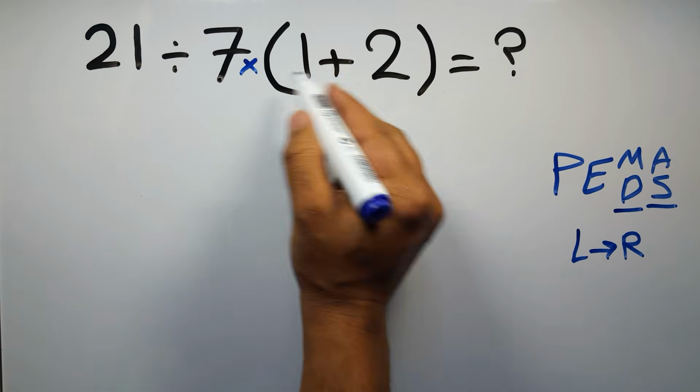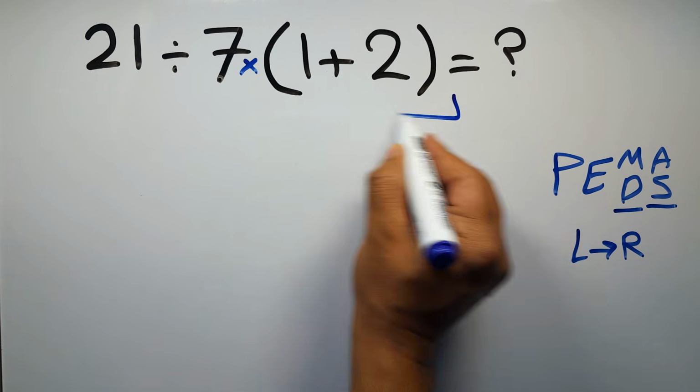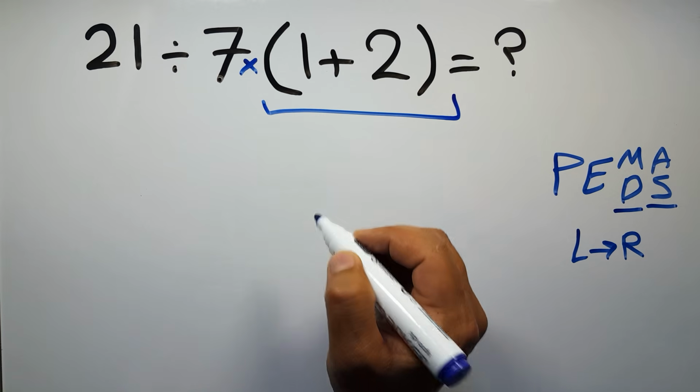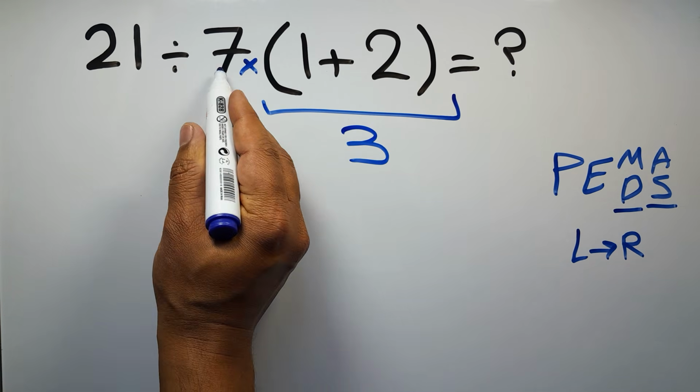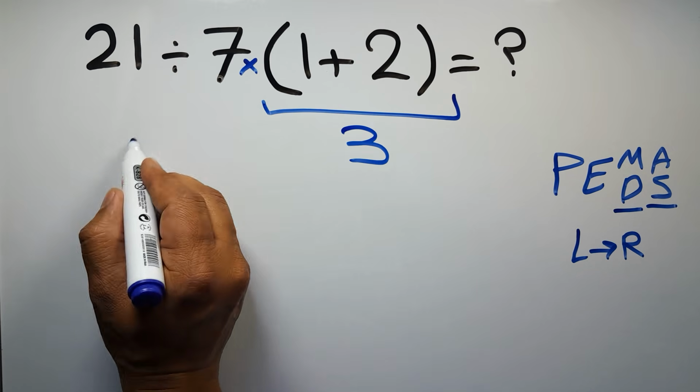So first we have to do this parentheses. Inside this parentheses we have 1 plus 2, which equals 3. So 21 divided by 7 then times 3.